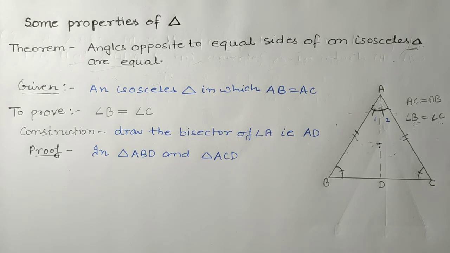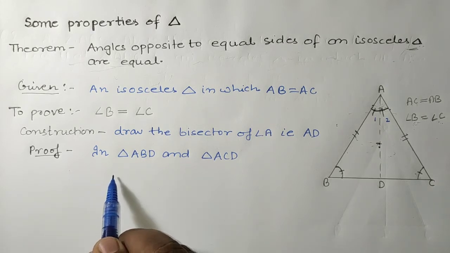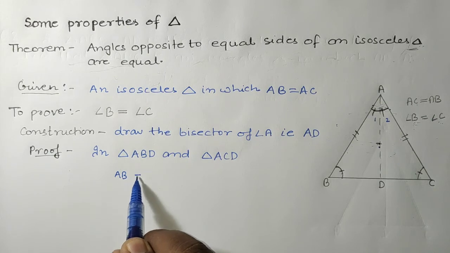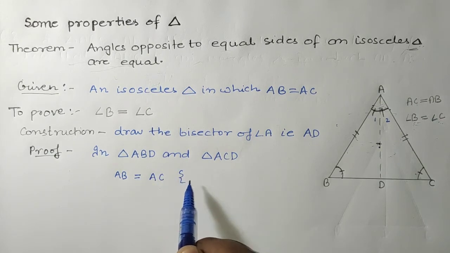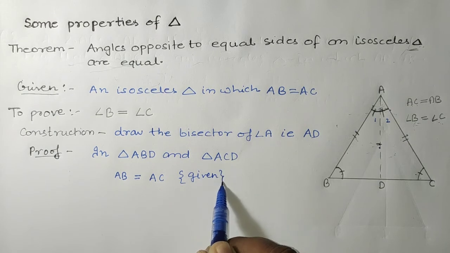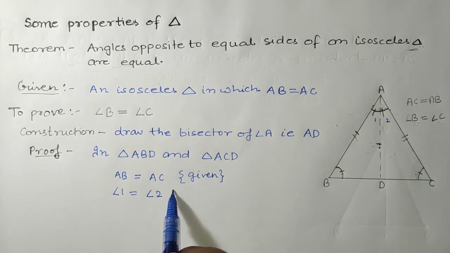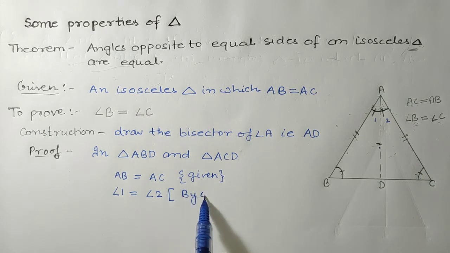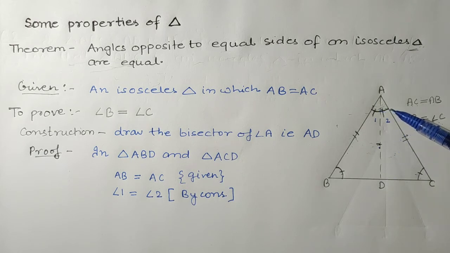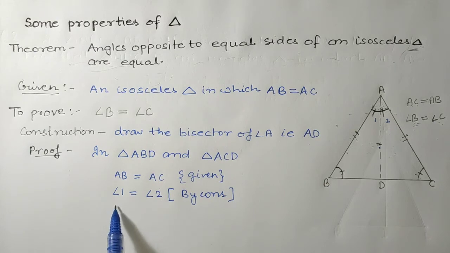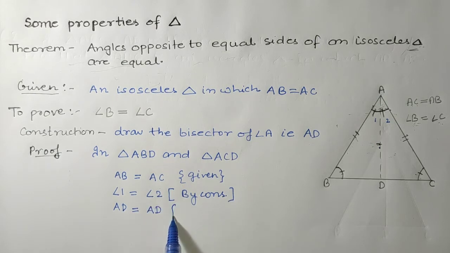So in these two triangles, firstly we'll write that the side AB is equal to the side AC. And what is the reason behind it? The reason is given. After that, we are going to write angle 1 is equal to angle 2. What is the reason? By construction. We have constructed this AD, which is the bisector of angle A, so angle 1 will be equal to angle 2. And after that, the third side, AD, is equal to AD, and it is common.